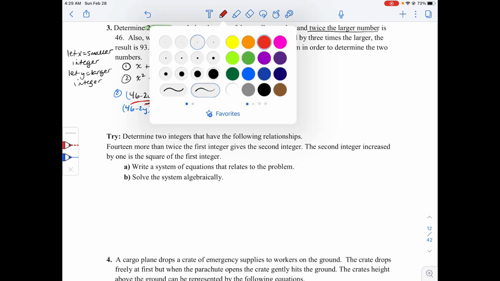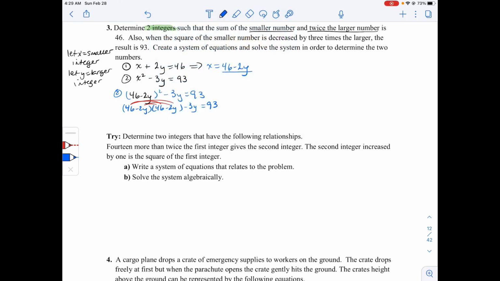Okay, we're just going to distribute those out, and we'll get 46 times 46. I'm just going to pop open my calculator, which is 2116, subtract 92y, subtract 92y, plus 4y squared minus 3y equals 93. And when we simplify that a little bit, we get 4y squared minus 187y minus 93.